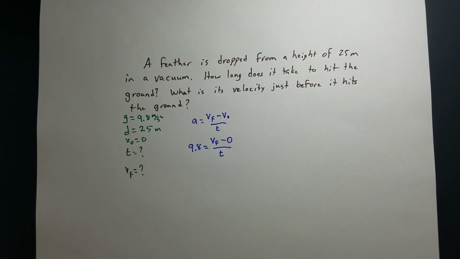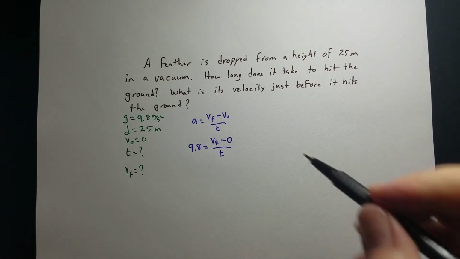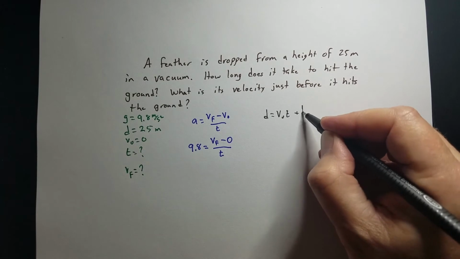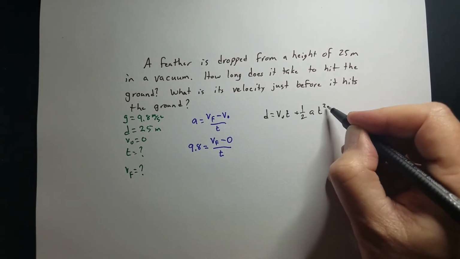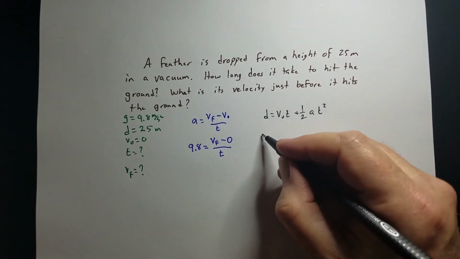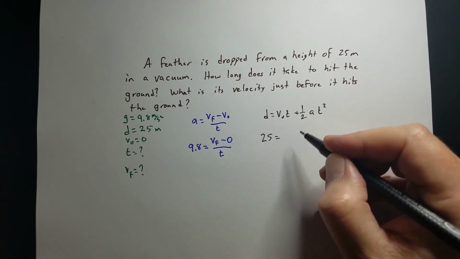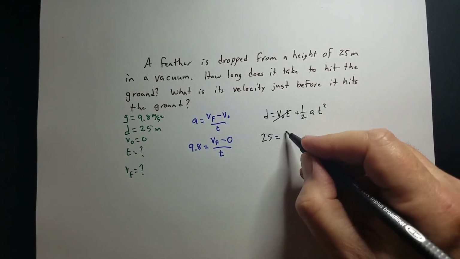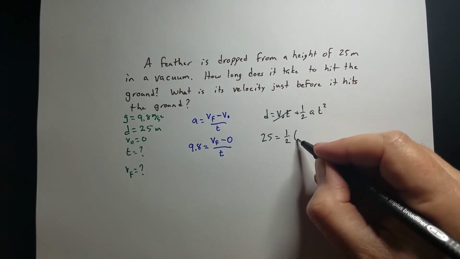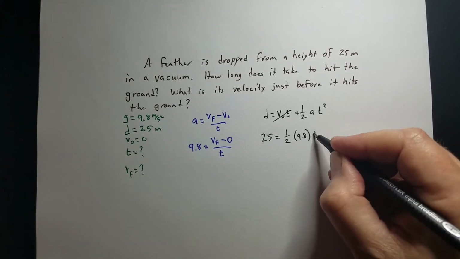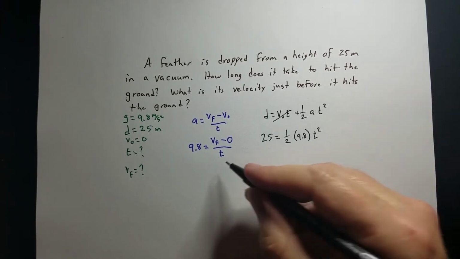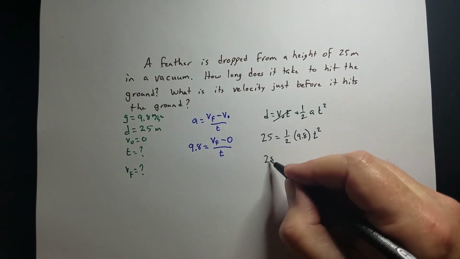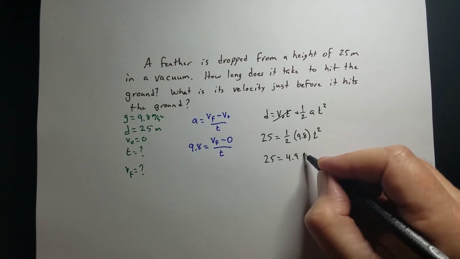Let's look at the distance while accelerating. d equals v0 t plus 1/2 a t squared. Well, our distance is 25 meters. It's being dropped, so the original velocity is 0, so that term goes away again. That's really handy. We've got 1/2 of 9.8 times t squared, and we can solve for t, and then we can use it over here to find that. So we get 25 equals 4.9 t squared.